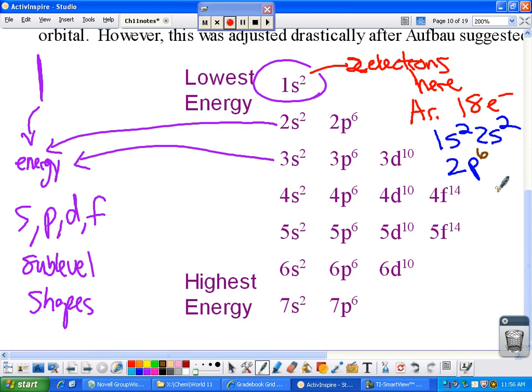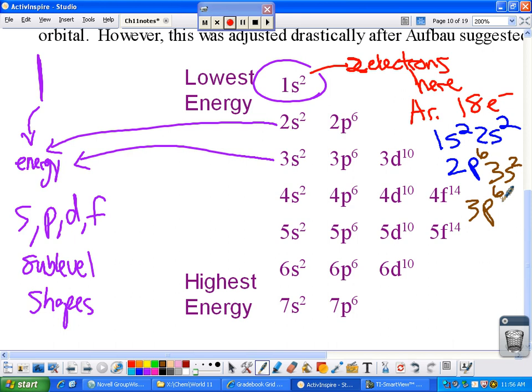So, we're going to say 3s2. Are we done? What else should we do? What's after 3s2? Yeah, we did 3p6. So let's add it up now. 2 plus 2 plus 6 plus 2 plus 6 is 18. Did you guys write that down? Because I want to show you what that would look like.